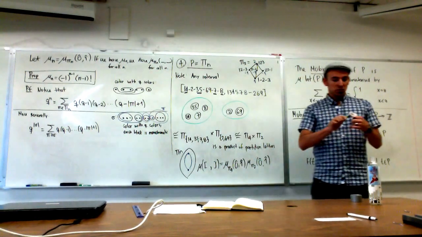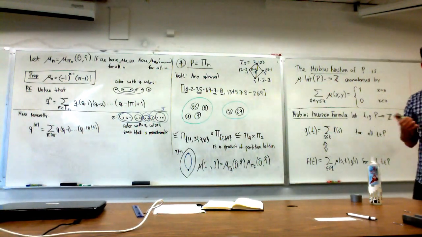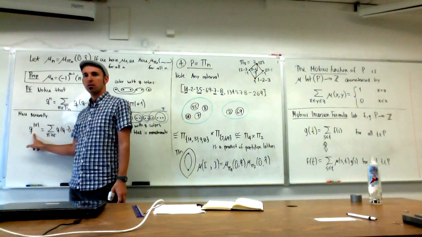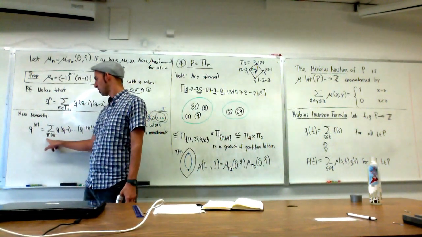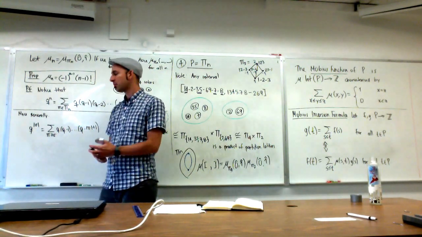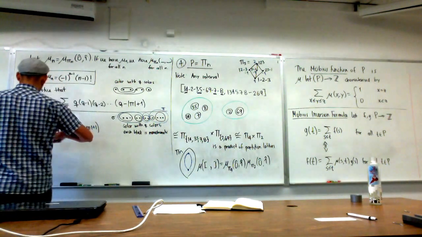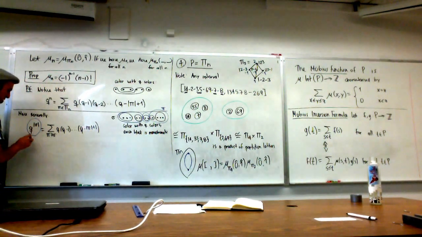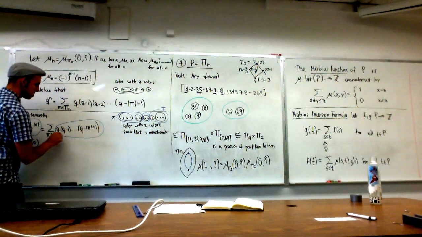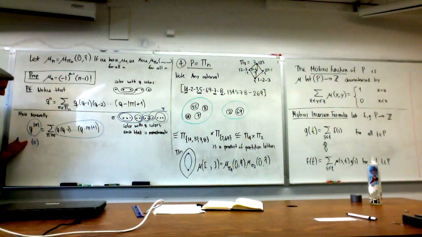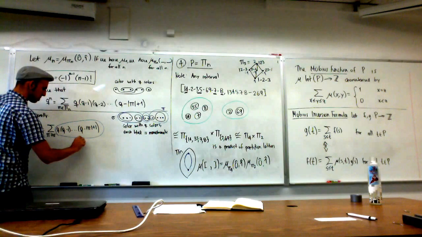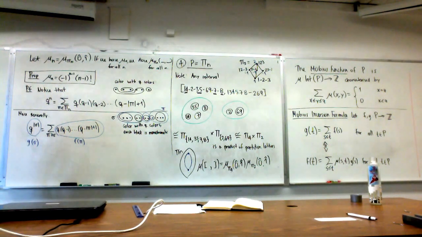Okay, cool. So you see here I have exactly the setup of Moebius inversion. I have a function of sigma, which is the sum over things greater than or equal to sigma in the poset of some other function. So I'm thinking of this as g of sigma, and this is f of pi.